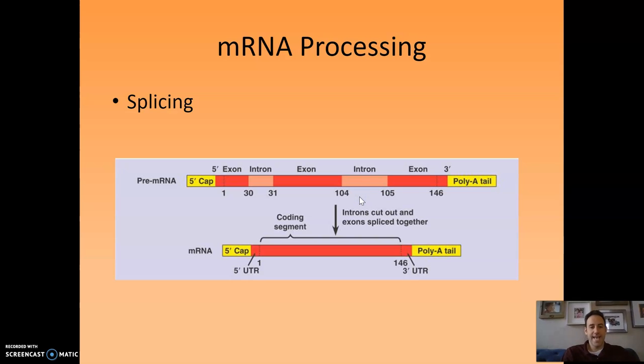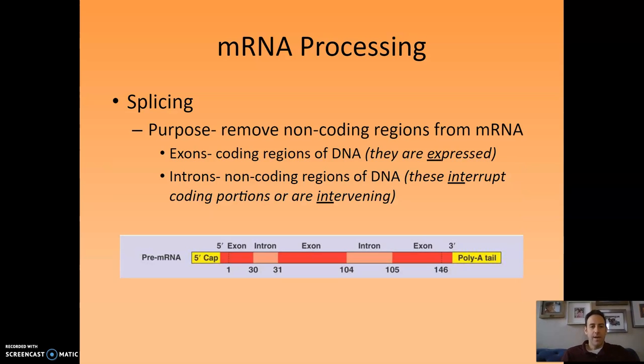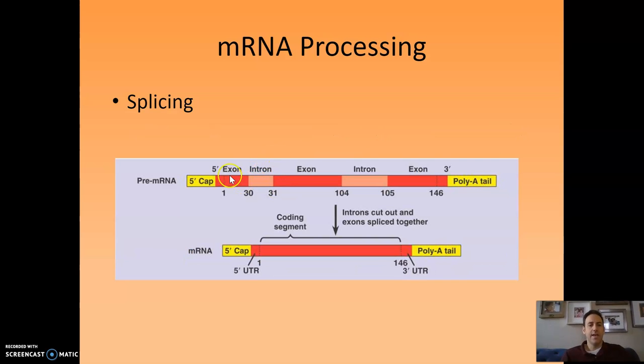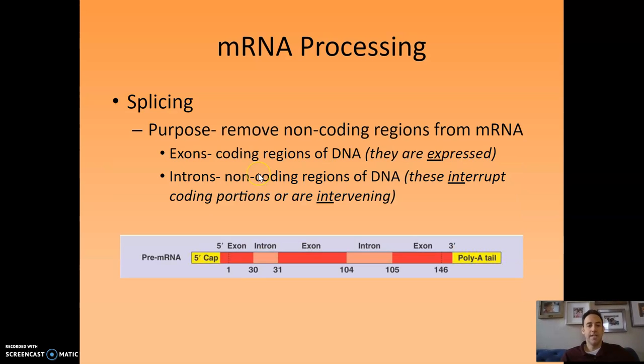Finally, splicing happens. There are non-coding regions in the DNA. Exons are coding or expressed areas. Introns are intervening sequences that interrupt that sequence. So basically, there's some non-coding DNA in the middle of these coding regions, and this is again only in eukaryotes. The purpose of splicing is to remove those non-coding regions from that messenger RNA.